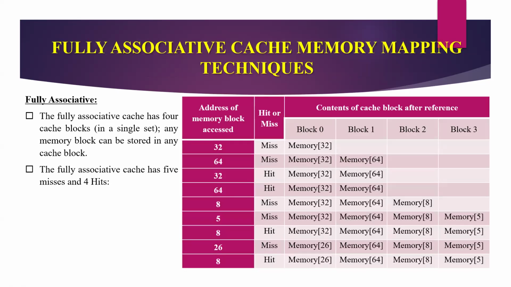What is the fully associative method? As per the given example, we have four cache blocks in total. Every block is contained in a single set, and any memory block can be stored in any cache block. Here there is no mathematical formula. Wherever a free cache block is available, we can store the memory block there. So for fully associative, we need to find out the number of misses and the hit factor. There is no mathematical formula.